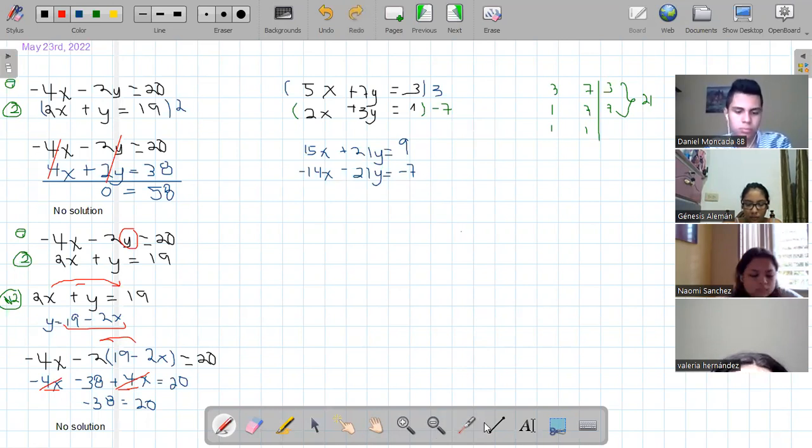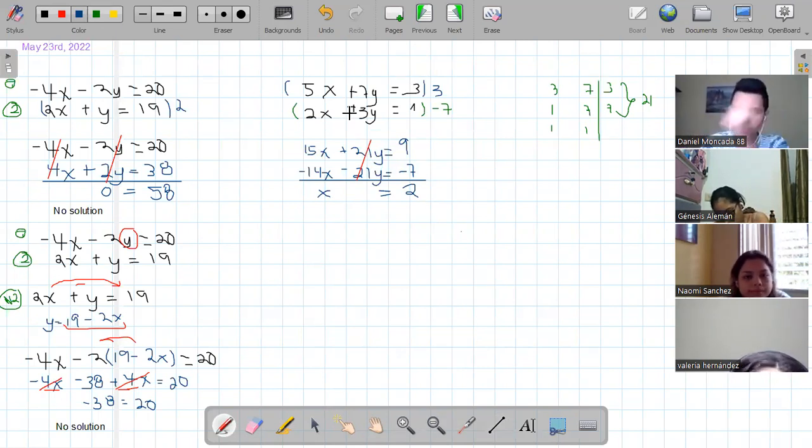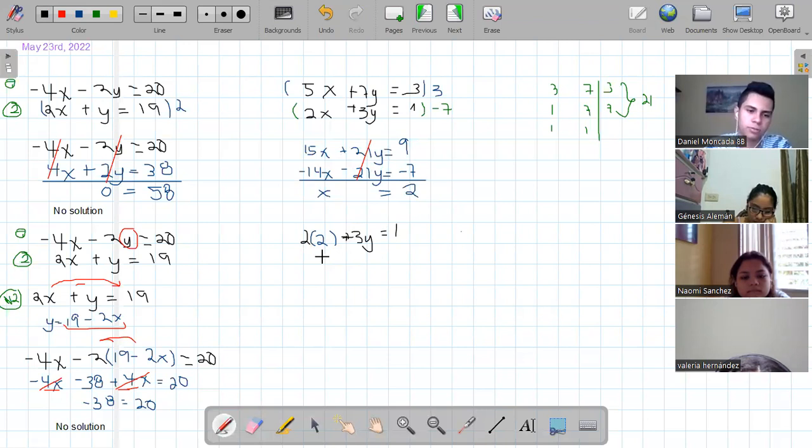So I'm going to cancel out the y's because those are the ones that have exactly the same number but with different signs. And how much is 15x minus 14x? x. How much is 9 minus 7? Positive 2. And x is equal to 2. Now this value, I'm going to substitute inside of any of the two equations, whichever equation you want. I will be using the second one because I think that it has smaller numbers and it will be easier. So I'm going to have 2 instead of x, the value that we just found, plus 3y equals 1. 2 times 2? 4. 4 plus 3y is equal to 1.